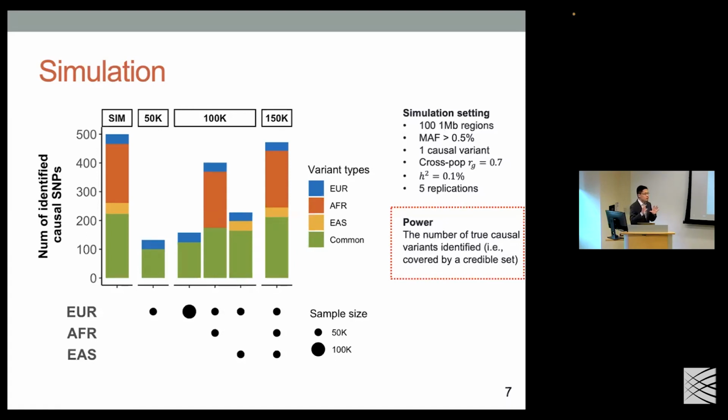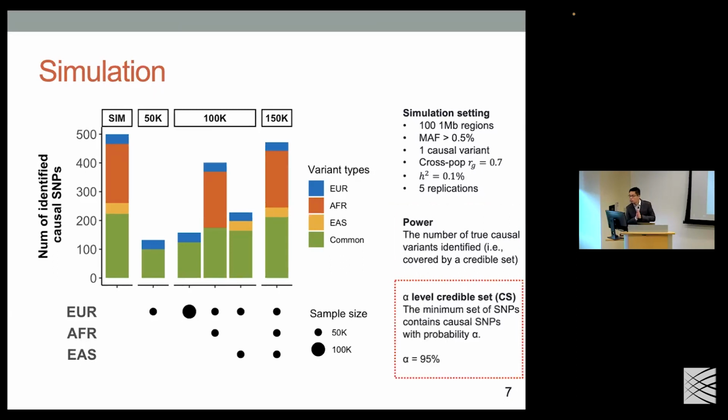After we add 50,000 more data from European, African, and East Asian populations, we found that the power increased. But by adding data from different populations, the power increased more. And the best performance result is with the 150,000 sample size, where we combine all the data together. That outperformed all the others.